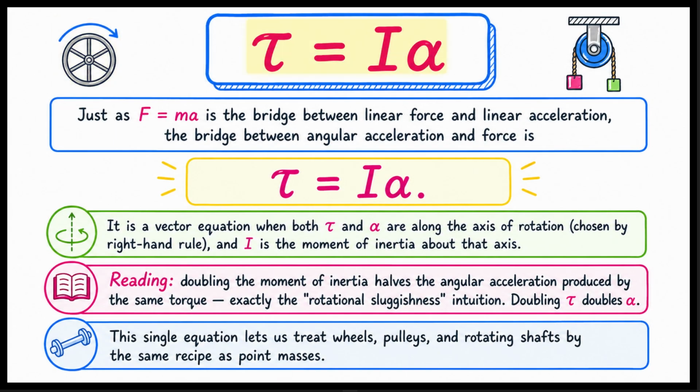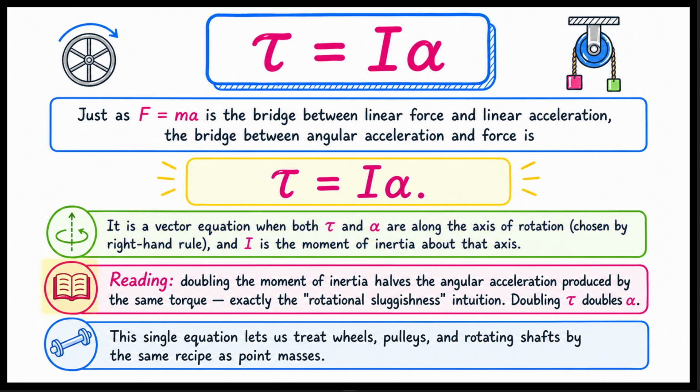Just as F equals ma is the bridge between linear force and linear acceleration, the bridge between torque and angular acceleration is tau equals I alpha. It is a vector equation, with both tau and alpha along the axis of rotation chosen by the right-hand rule, and I is the moment of inertia about that axis.